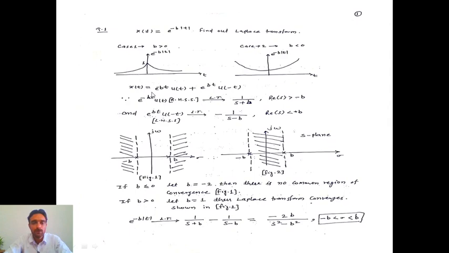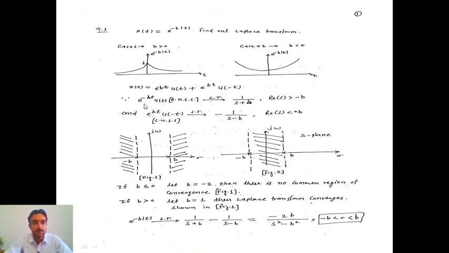So in this question, we can divide this input into two parts because we have mod of t. Mod t means the range of this signal is from minus infinity to infinity. So in the range minus infinity to 0, we can define this signal like this: u of minus t means the left-sided signal, with range from 0 to minus infinity. And the other part is u of t, in which we have e to the power minus bt, and u of t means the positive part of this signal, 0 to infinity. So basically this is a linear combination of two signals. We can write e to the power minus bt u of t as x1 of t and e to the power bt u of minus t as x2 of t. So this is the combination of x1 of t and x2 of t.